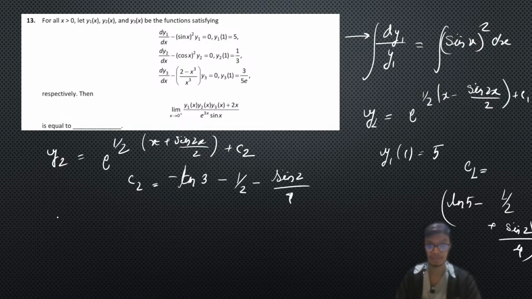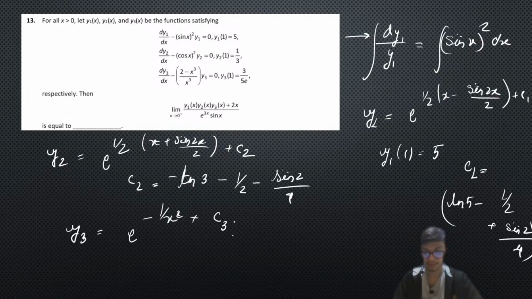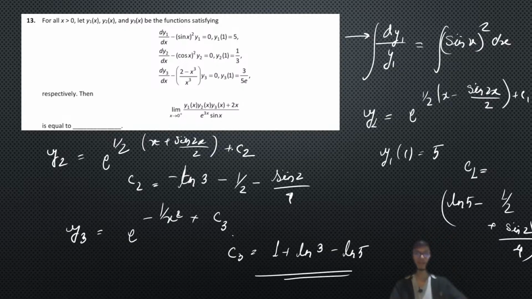Now if you look at y3, again you can do it by variable separable form, and y3 will look like e to the power minus of 1 by x square plus some constant c3. You can solve this constant on your own, using the value y3 of 1, and this constant will turn out as 1 plus natural log of 3 minus natural log of 5.